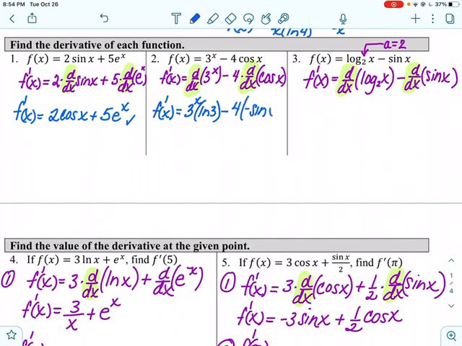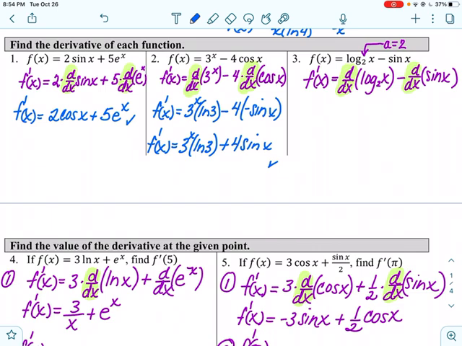And I'm just going to take an extra step on this one. I'm going to say that I would end up with 3 to the x ln of 3, and that would be plus 4 sine x. And there would be my derivative.